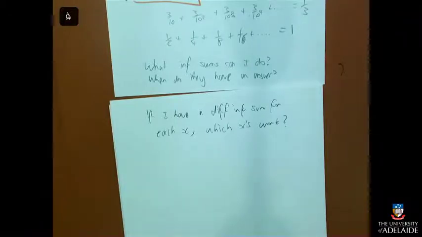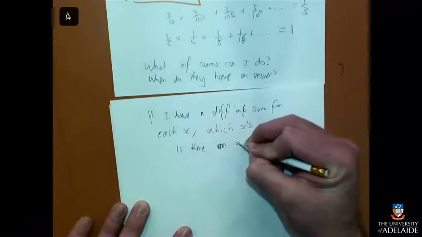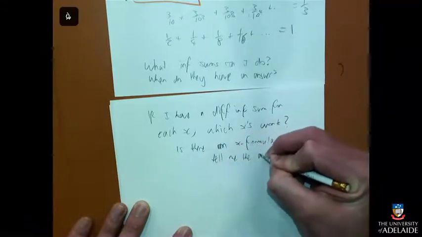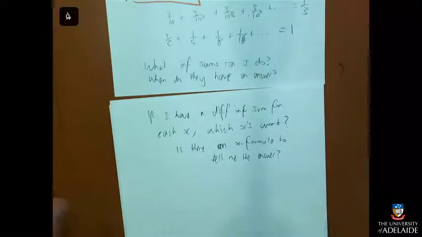If I have a different sum for each x, do I have a formula based on x that tells me what the answer is? And even better, can it tell me what those Taylor polynomials were? It's a big hope. It would be really nice if it did match up with the Taylor polynomials. And the answer is yes, it does. Yay. Okay, so I've got all these questions and I need to answer them. And that's what this section on infinite series is about.